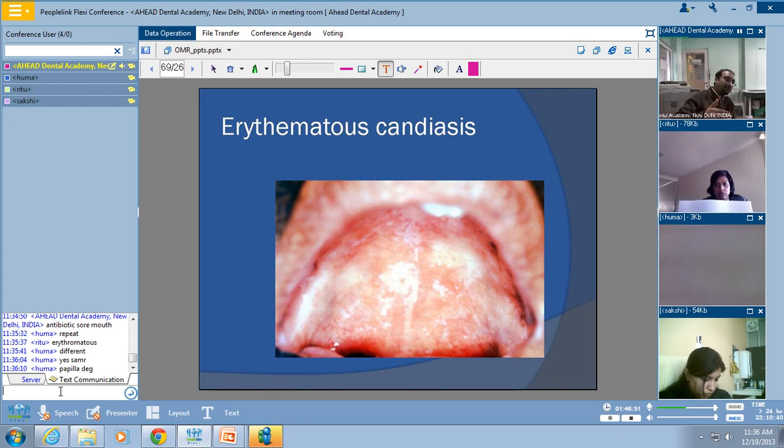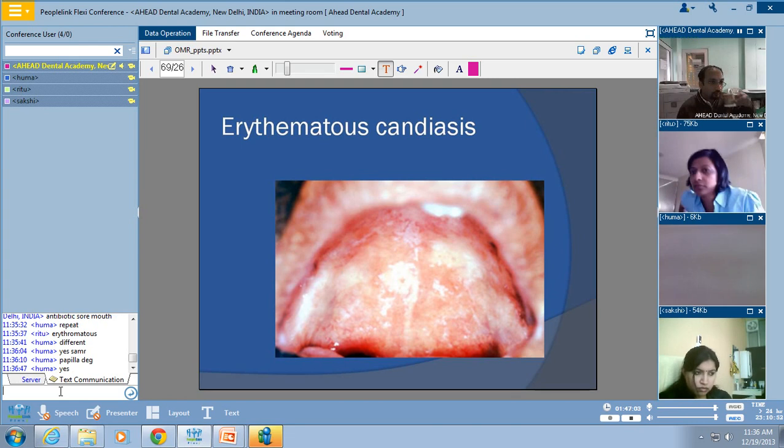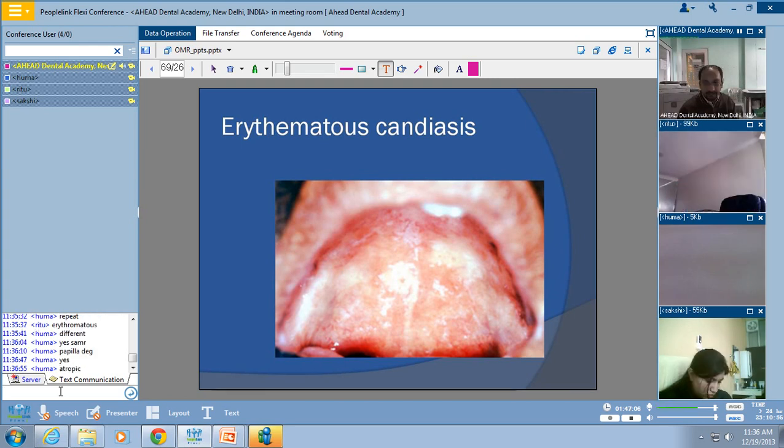Is it clear? So what is antibiotic sore mouth? Is it atrophic candidiasis or pseudomembranous candidiasis? Is it atrophic? Yes, it is atrophic candidiasis. And to be more accurate, it is actually acute atrophic candidiasis. What is thrush? Have you heard of thrush? Thrush is pseudomembranous candidiasis. Thrush is acute pseudomembranous candidiasis.